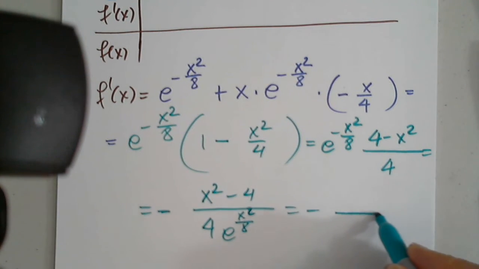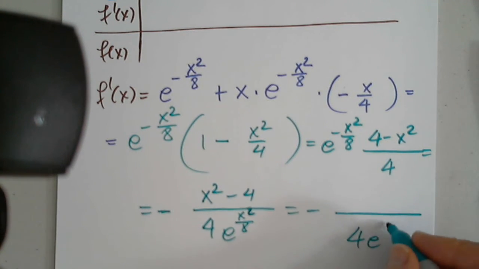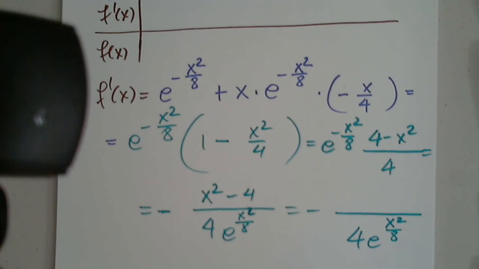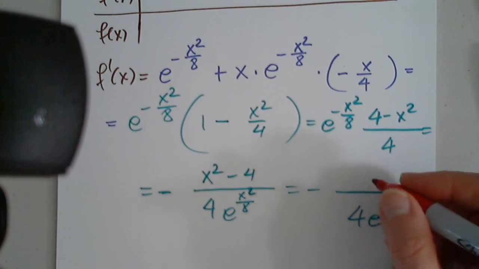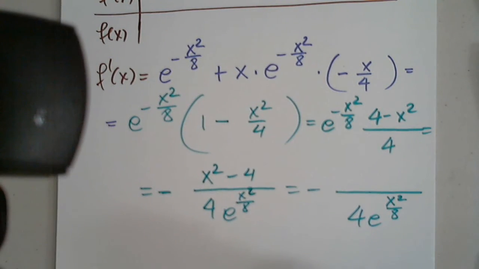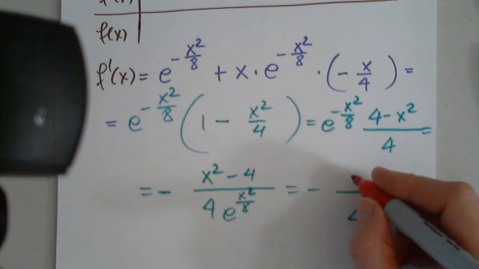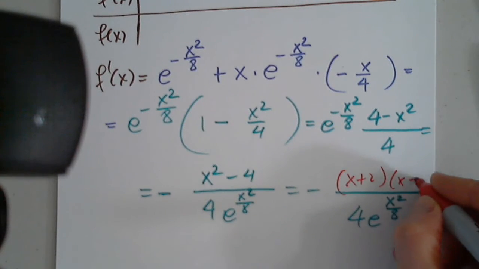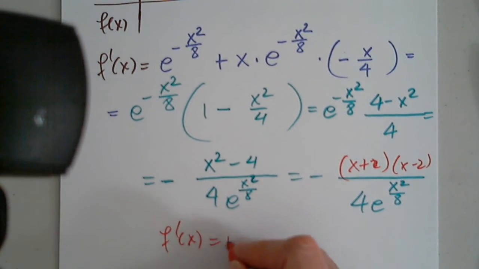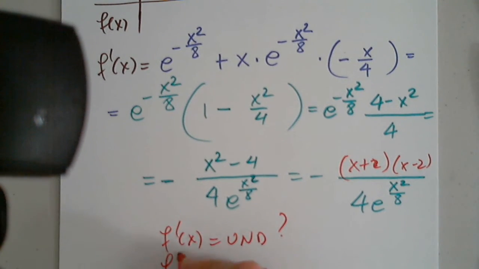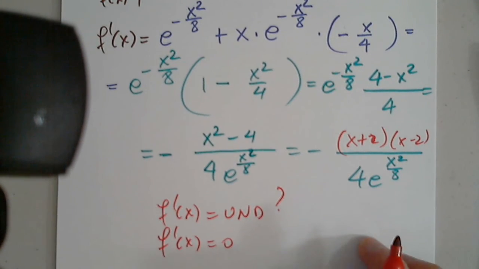And what else are you going to tell me to do? Again, this is part of the first class. x plus 2, x minus 2. Very good. Thank you, Mickey. Good. So now, is f prime of x undefined, or is f prime of x 0? Which one? Both or none of the above?